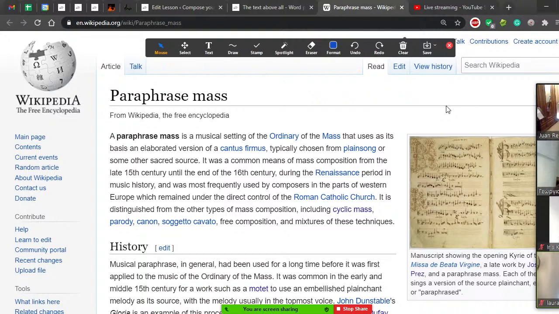Remember that the Gregorian chant was pretty much used as a source. It was a common means of mass composition from the late 15th century until the end of the 16th century, during the Renaissance period in music history, and was most frequently used by composers in the parts of Western Europe which remained under the direct control of the Roman Catholic Church. It is distinguished from the other type of mass composition, including the cyclic mass. The cyclic mass is the one that has the Kyrie eleison, the Gloria, the Credo, the Agnus Dei. The part of the canon that deals with free composition masses, we're not going to see.